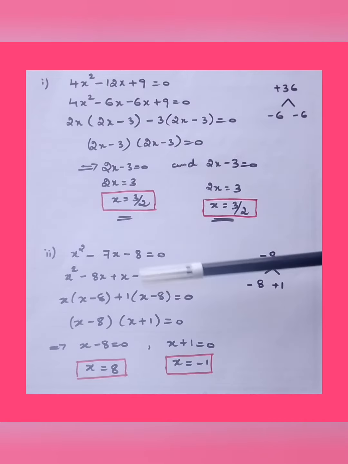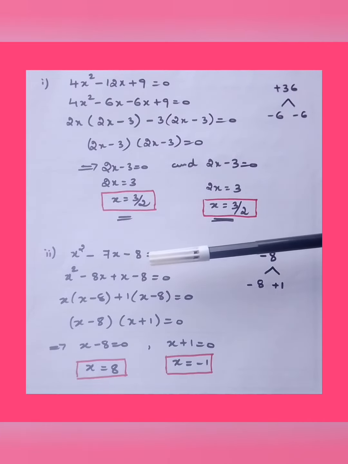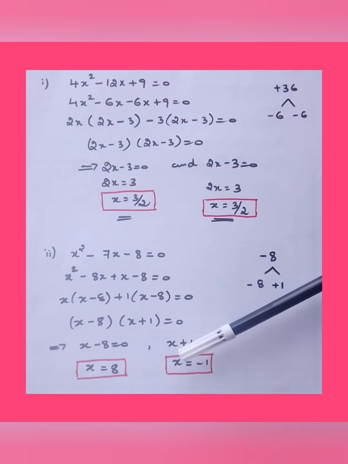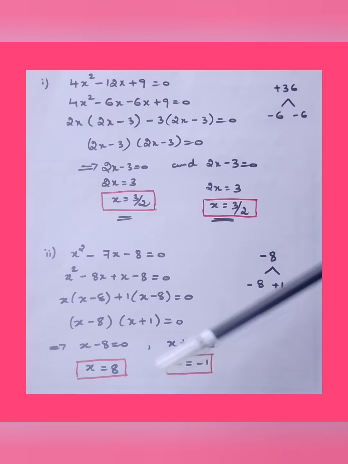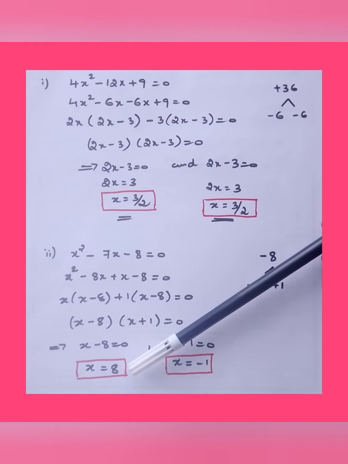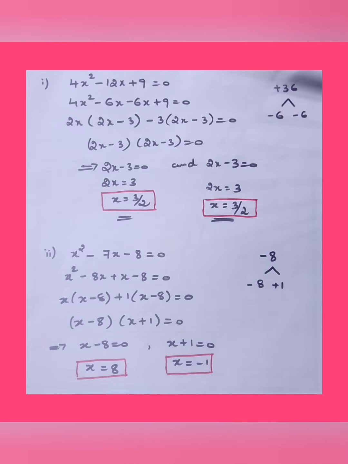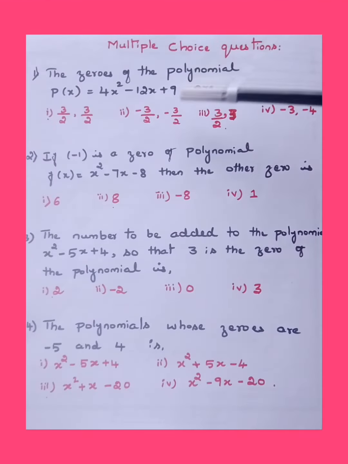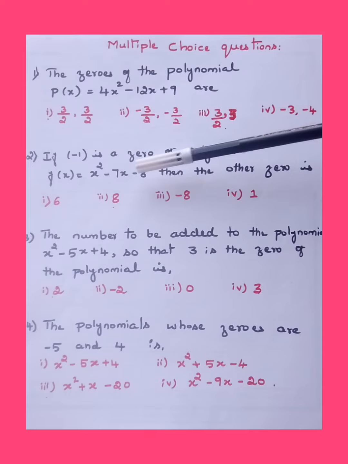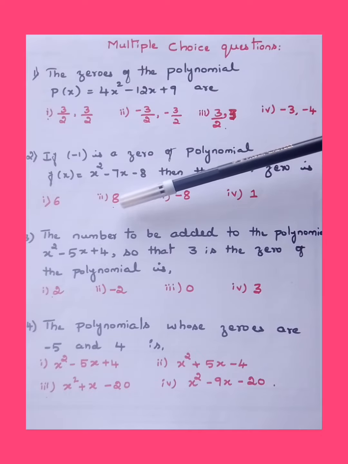And in the second one, x square minus 7x minus 8 is equal to 0. Again, by factorizing this, one answer you will get as x is equal to minus 1. The other factor is x is equal to 8. So that is the other zero of the polynomial. So for the first question, option number 1, 3 by 2 is the right answer. Then for question number 2, option number 2, 8 is the right answer.